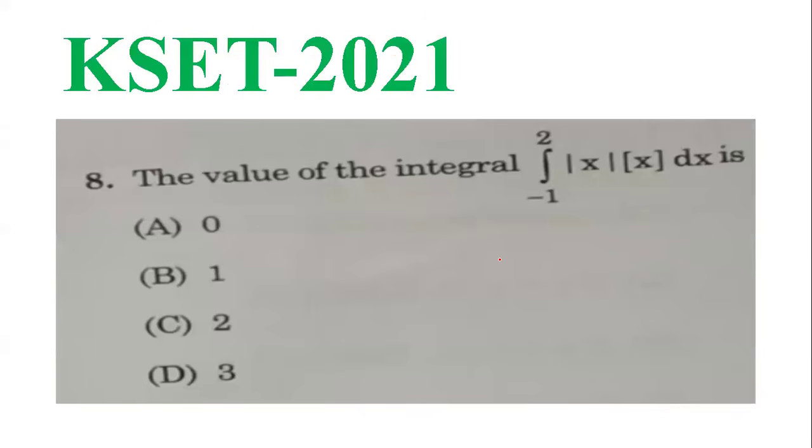Next, KSET 2021. The value of the integral from -1 to 2 of mod of x times the greatest integer function of x, dx, is. This is a simple question. If you know the graph for modulus of x, this is the graph for modulus of x. 0, origin 0, x-axis. This is the y-axis.